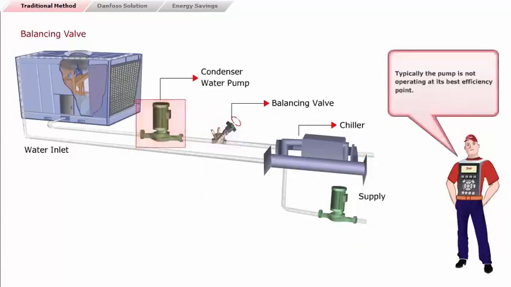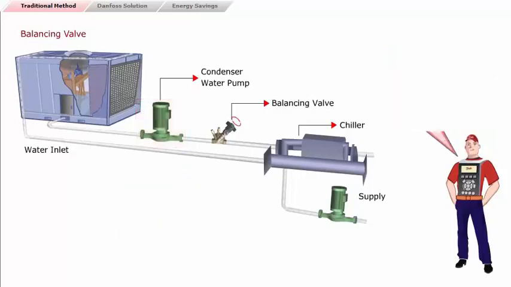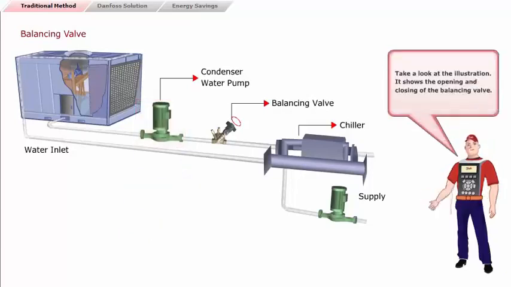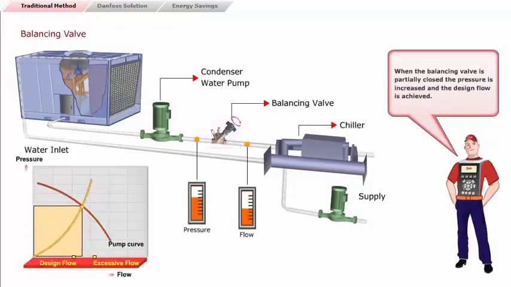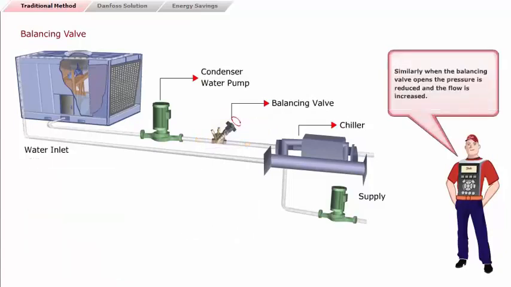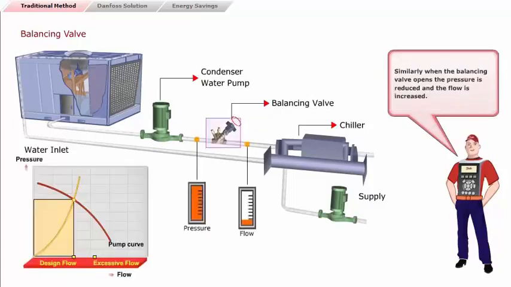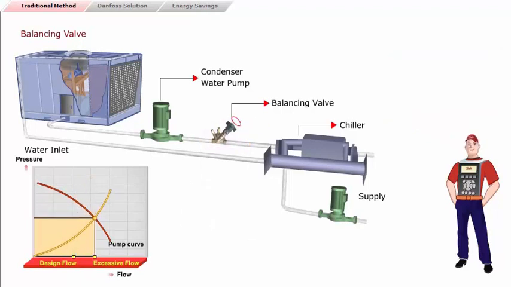Typically, the pump is not operating at its best efficiency point. Take a look at the illustration. It shows the opening and closing of the balancing valve. When the balancing valve is partially closed, the pressure is increased, and the design flow is achieved. Similarly, when the balancing valve opens, the pressure is reduced, and the flow is increased.